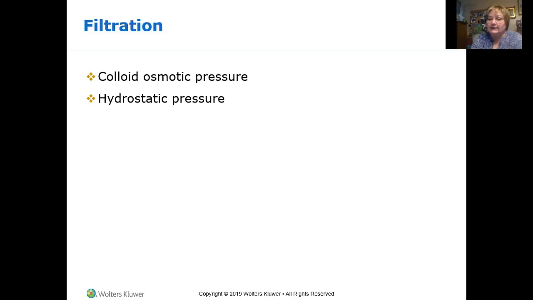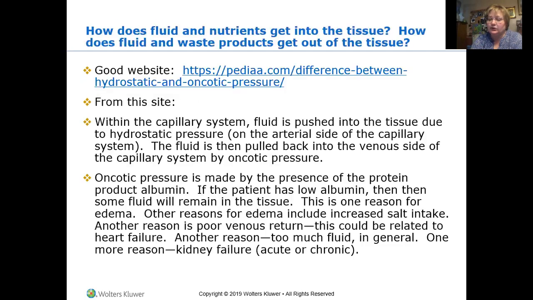Another way that we move fluids is through what we call hydrostatic pressure and colloid osmotic pressure. And that's how we get fluid into our tissue and then fluid out of the tissue. Here's a good website I found if you want to go there to learn more about it.